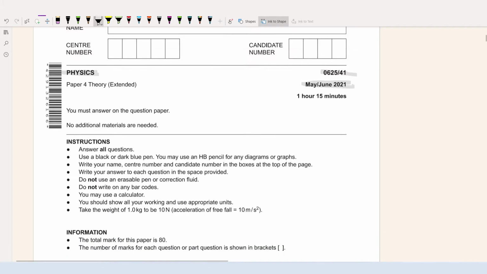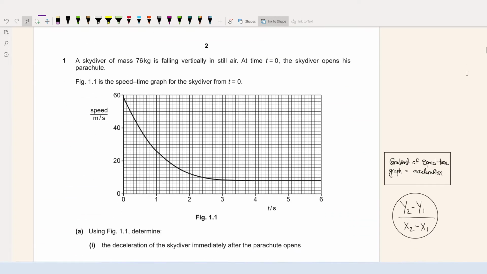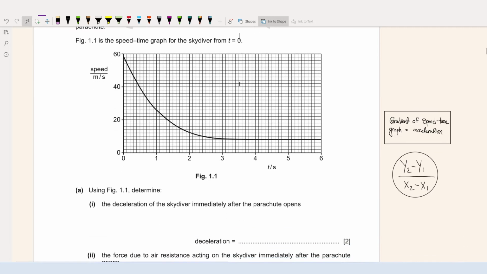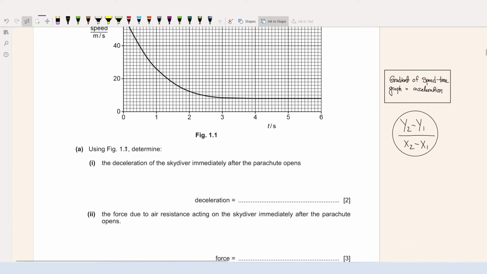Let's start. Question number 1 says a skydiver of mass 76 kg is falling vertically in still air. At time t equals 0, the skydiver opens his parachute. Figure 1.1 is the speed-time graph for the skydiver from t equals 0. Part A says use Figure 1.1 to determine the deceleration of the skydiver immediately after the parachute is opened.